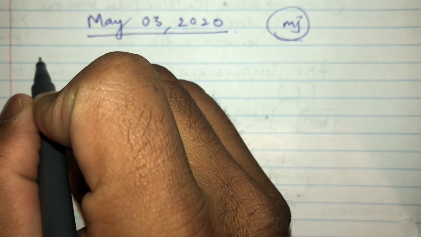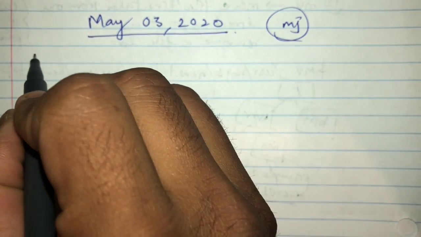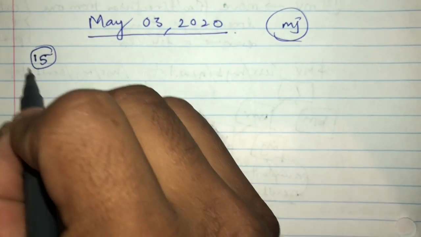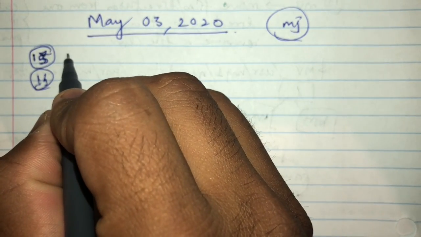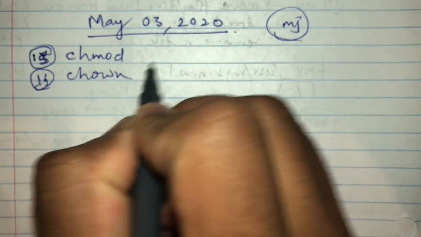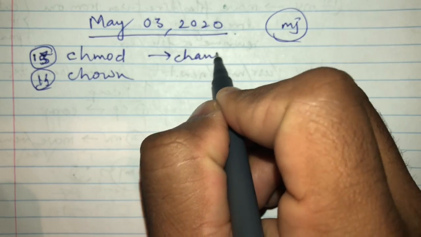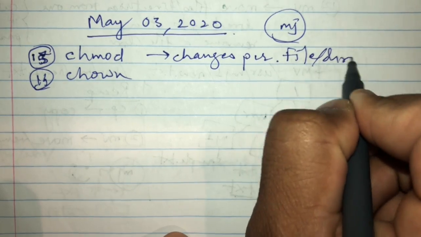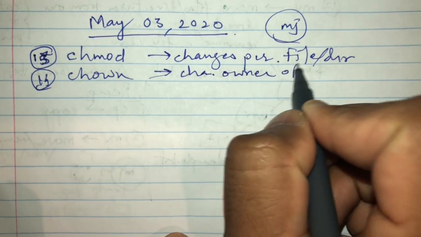So there are two remaining commands that I want to tell you guys. If we are keeping the count correctly, I think this is the 15th, no, maybe 13th and 14th command. chmod and chown. chmod changes the permission of a file or directory, whereas chown changes the owner of a file or directory.